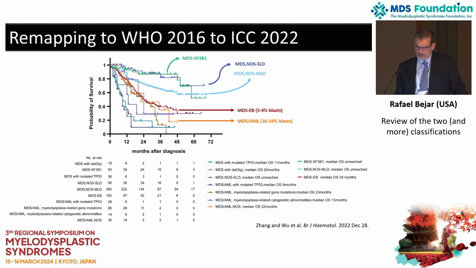And looking at individuals with excess blasts, whether it be 5 to 9% or 10 to 19% in this MDS/AML category, they had very similar and obviously inferior overall survival. The TP53 mutant patients unfortunately had the worst outcomes, and it didn't matter, again, whether they were in that MDS category or that MDS/AML category. Having that TP53 mutation status conferred the worst overall prognosis.